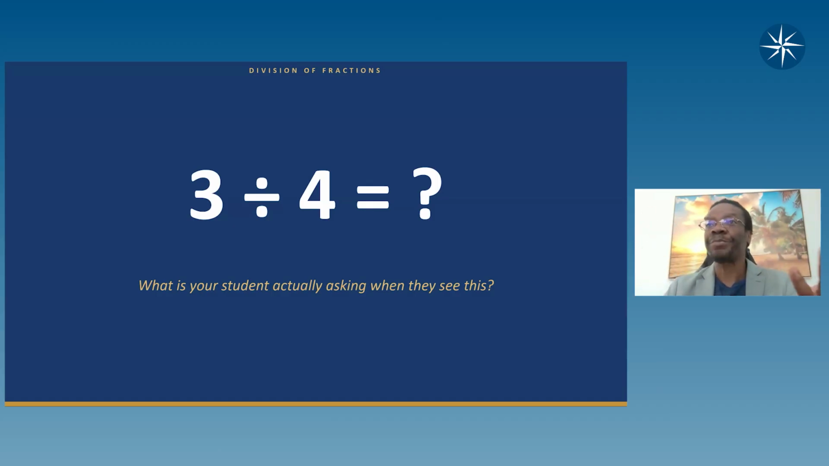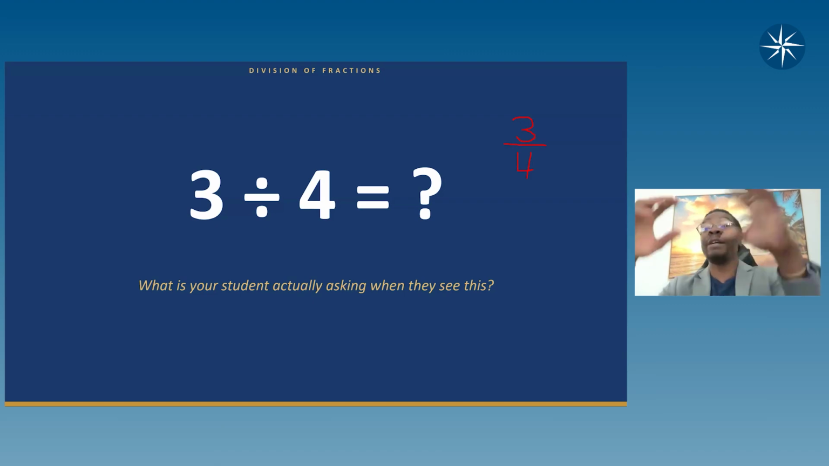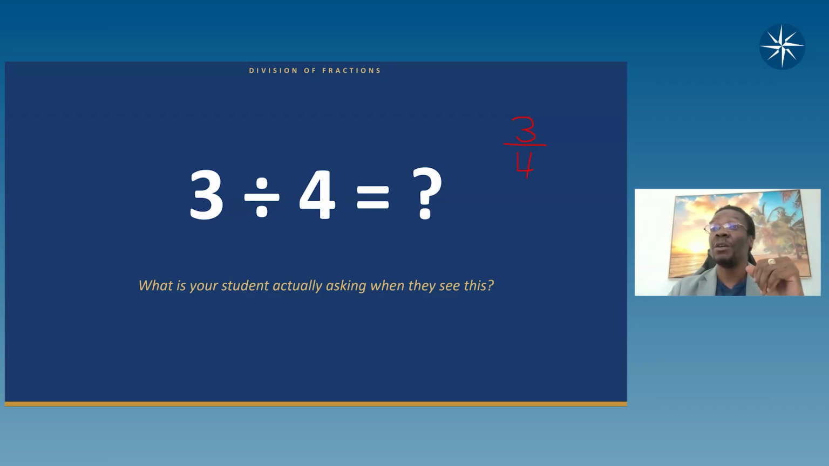is to help them understand the concept of division. When we have 3 divided by 4, which is often presented as 3 over 4, and this is the importance of presenting things in multiple ways, 3 over 4 is the same as 3 divided by 4. So we have 3 things and we're dividing them into groups of 4, right? What are we really asking a student to do when they see this? What are they expected to do?